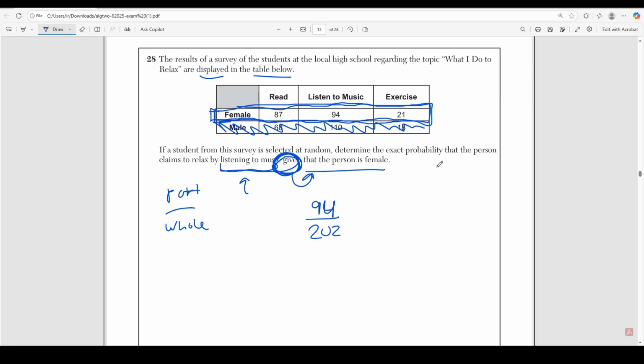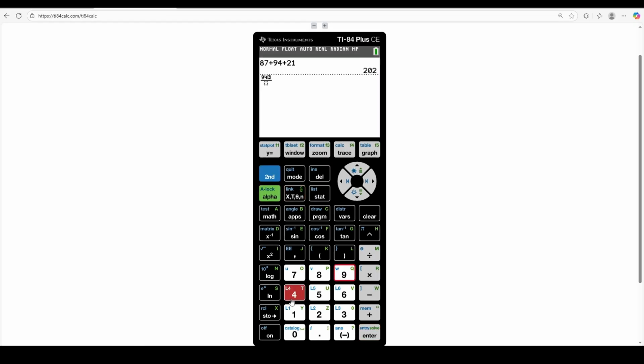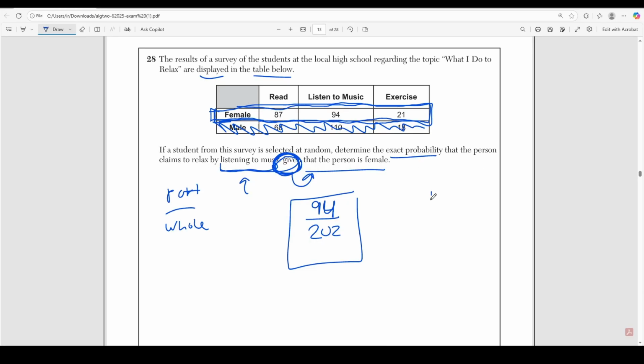And here they want us to find the exact probability. So do not convert this into a percent, okay? 94 out of 202, or you can simplify it in your calculator. 94 divided by 202 is equal to 47 divided by 101. 47 over 101. Both of these would have given you full credit. You would have gotten a point taken off if you converted this into a decimal, because the exact probability is always a fraction, right? So you want to keep it as a fraction.